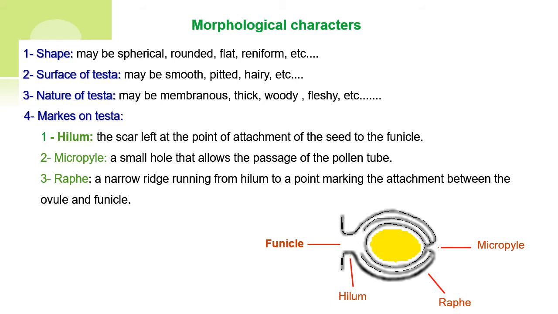This is the funicle, the ovule, and the micropyle, the introduction of the pollen tube containing the pollen grains to fertilize the ovule. The raphe is where the ovule is fused with the funicle. And the hilum marks the attachment or entrance of the vascular bundle from the hilum to inside the ovule.